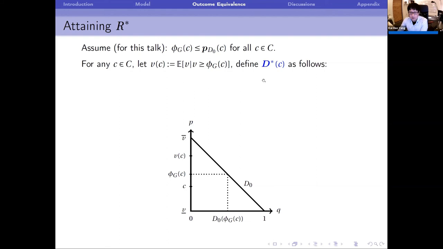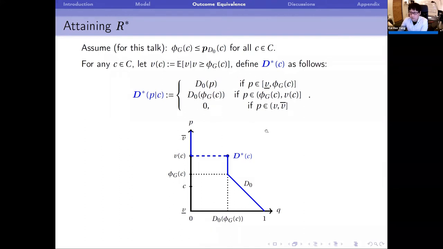And it's actually quite simple. For every value that's below the virtual cost, I'm going to keep that distribution the same as the prior. And for every value that's above the virtual cost, I'm simply going to concentrate all the probability weight at V of C. And that's D star. Here's a formal definition of it, in case someone's wondering. But one important feature of this D star is that because of the definition of V of C, we know that the areas of these two regions are going to be the same. And this would imply that D star is indeed a mean preserving contraction of D zero.